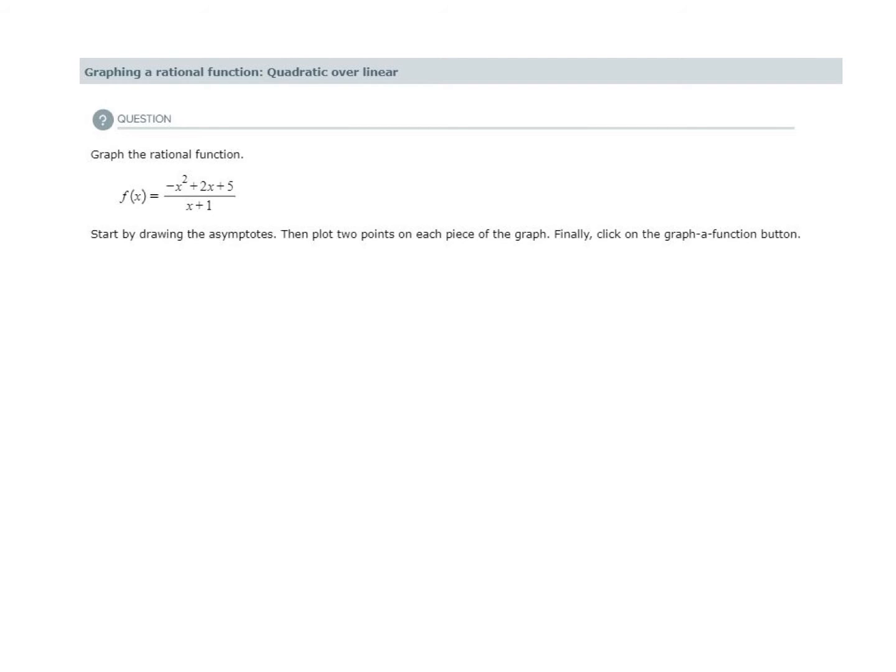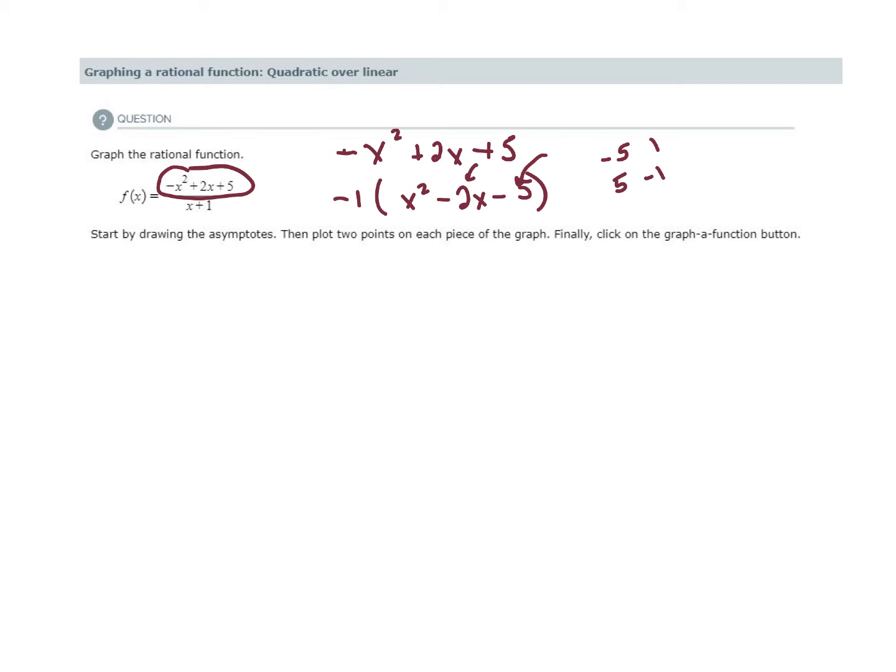Okay, let's look at this problem involving a rational function with a quadratic on top and a linear function on bottom. So first thing I'm going to try to do is factor the top and bottom. Now a lot of times what you'll see is this does not factor, and I think that's going to be the case here. I could pull a -1 out, and this could become x squared minus 2x minus 5. And then I know there are no two numbers that multiply to -5 that add to -2, because the only possible factors of -5 are -5 and 1 and 5 and -1, and neither of those add to -2. So that does not factor.